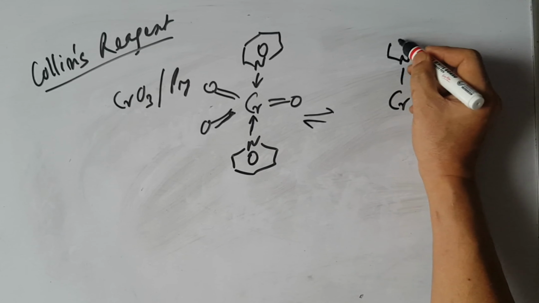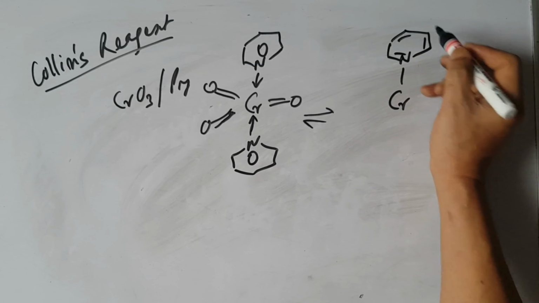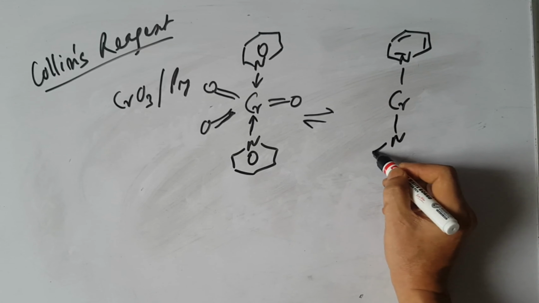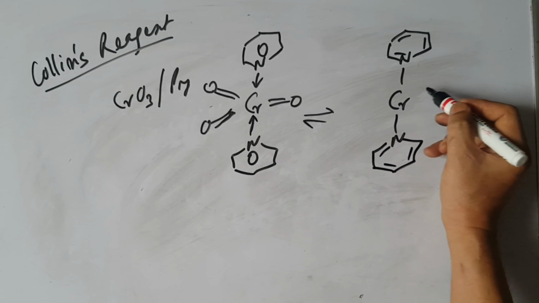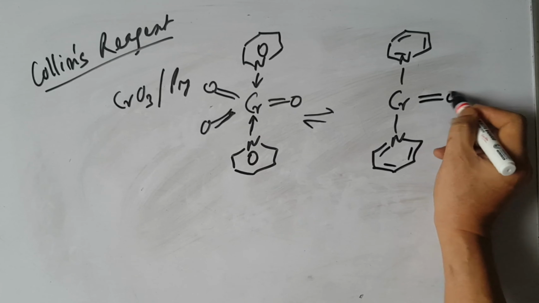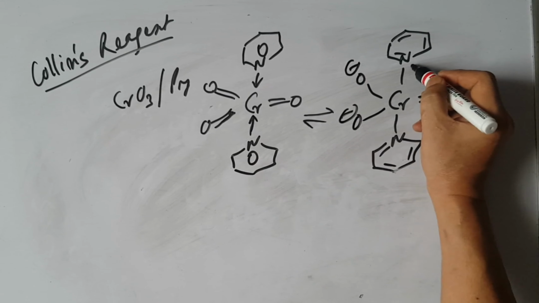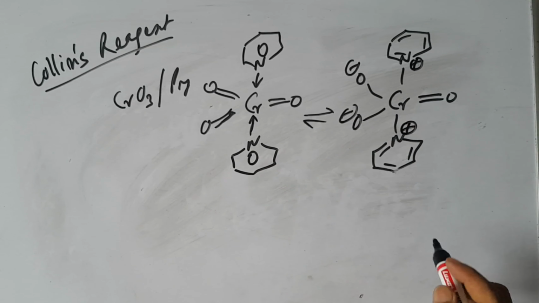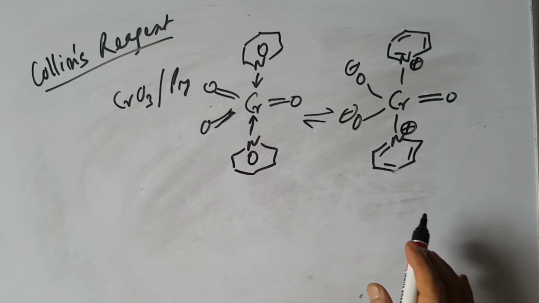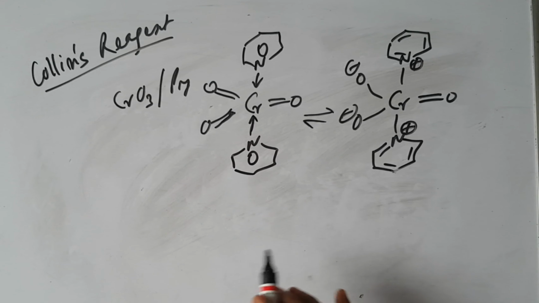Here, the complex forms with pyridine, and this is O, this is O negative, another O negative here. This is the positive charge, nitrogen positive charge. So this is another way you can write this one. This complex is known as Collins reagent. So how does it react?